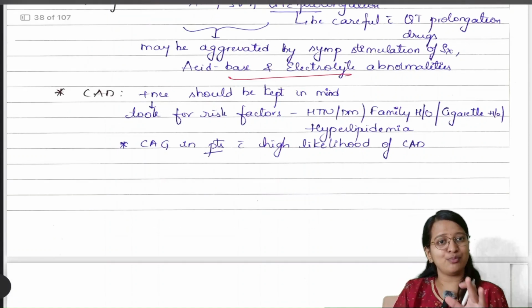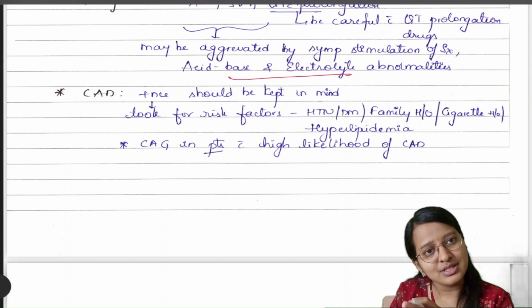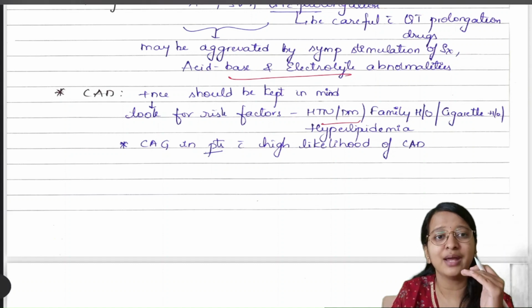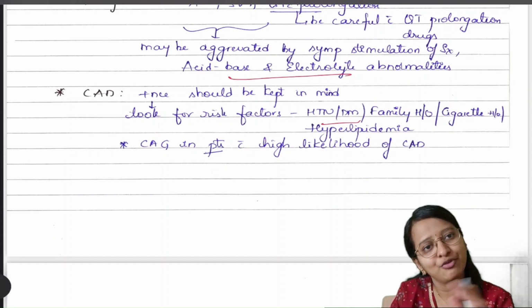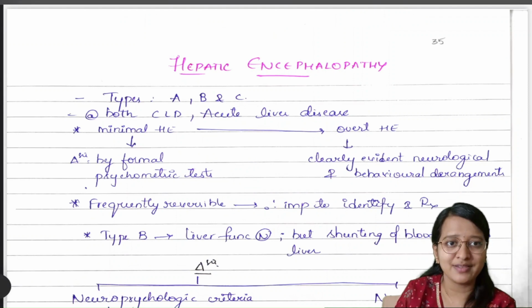These patients are also prone for your CAD. Okay, so we have to look for risk factors like your hypertension, diabetes, family history of CAD, cigarette smoking, hyperlipidemia, and if they are at more risk for a CAD, we have to go for a coronary angiography before a surgery. So these are, in gross, your cardiac manifestations.